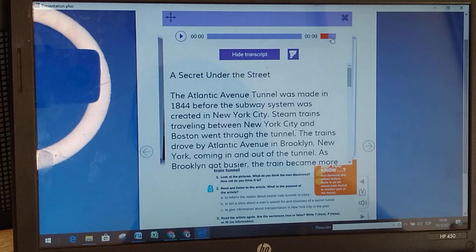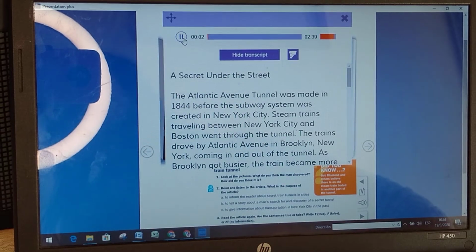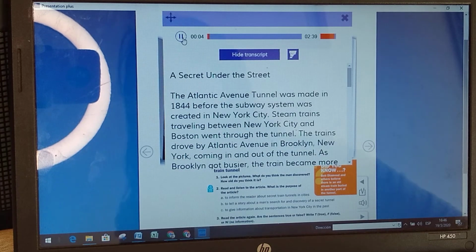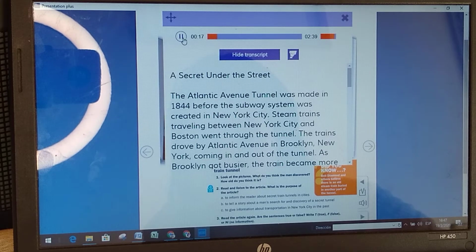So you can listen to it and also follow the reading. Unit 8, Discoveries. Page 76. Reading. An article about an old train tunnel. Exercise 2. Read and listen to the article. What is the purpose of the article?